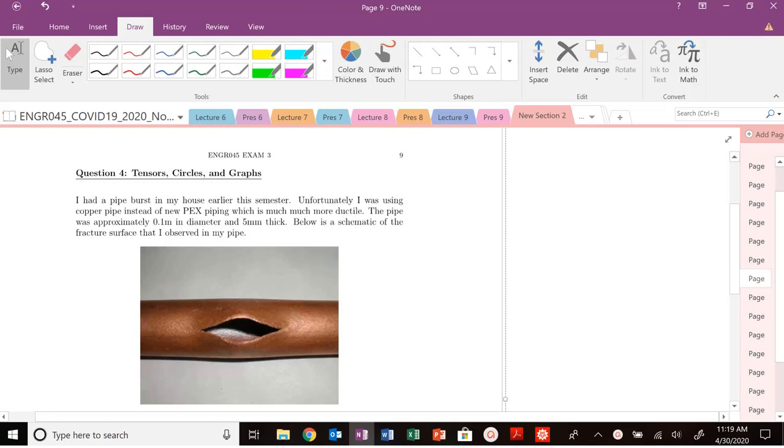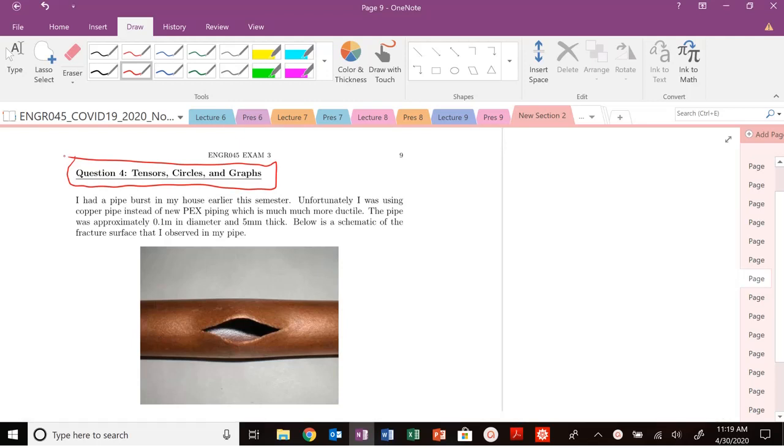We're on our last problem for the practice final, and this is on exam 2 concepts, so tensors, circles, and graphs. So again, mechanics problem most likely, maybe a little bit thrown in with some strengthening mechanisms, but let's go through this example problem. So I had a pipe burst in my house earlier this semester.